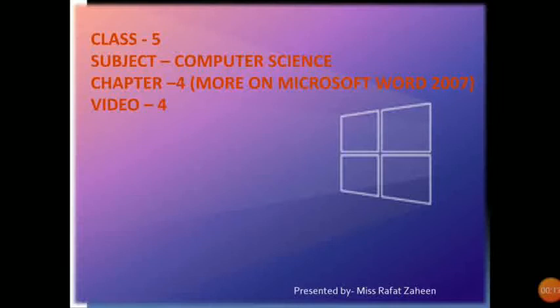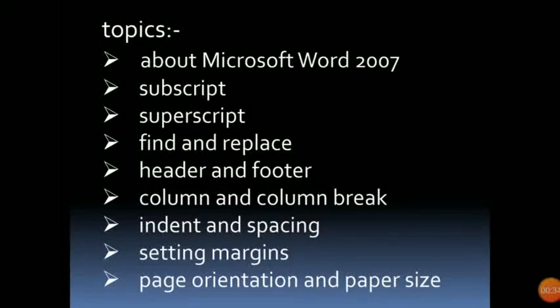Today I am presenting you chapter 4. The name of the chapter is More on Microsoft Word 2007. This is video 4. Okay, let's start chapter 4. Topics are about Microsoft Word 2007: Subscript, Superscript, find and replace, header and footer, column and column breadth, indent and spacing, setting margins, page orientation and paper size. All these are called formatting of Microsoft Word.